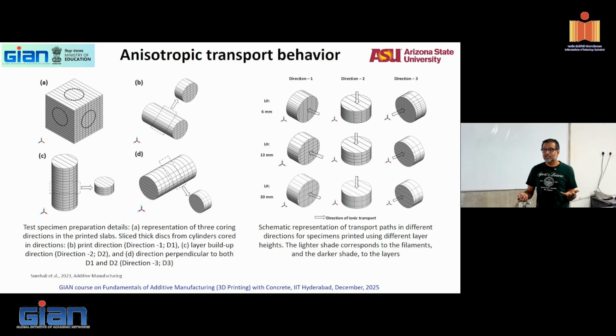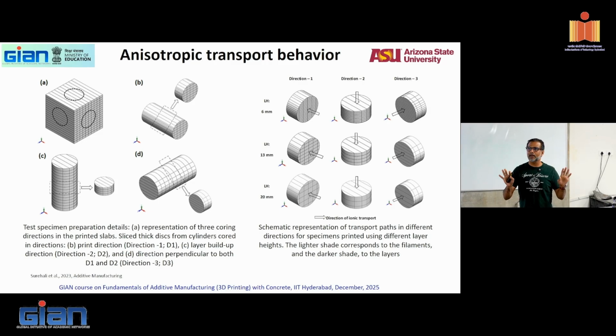But the answers are generally obvious, but there are some subtleties that we have to understand. Everybody understands the general idea, right? What will happen in a general way. So you take a cube and you core it in 3 different directions so that you get the anisotropic coefficients. You cut the cylinder into 50 mm thick discs.